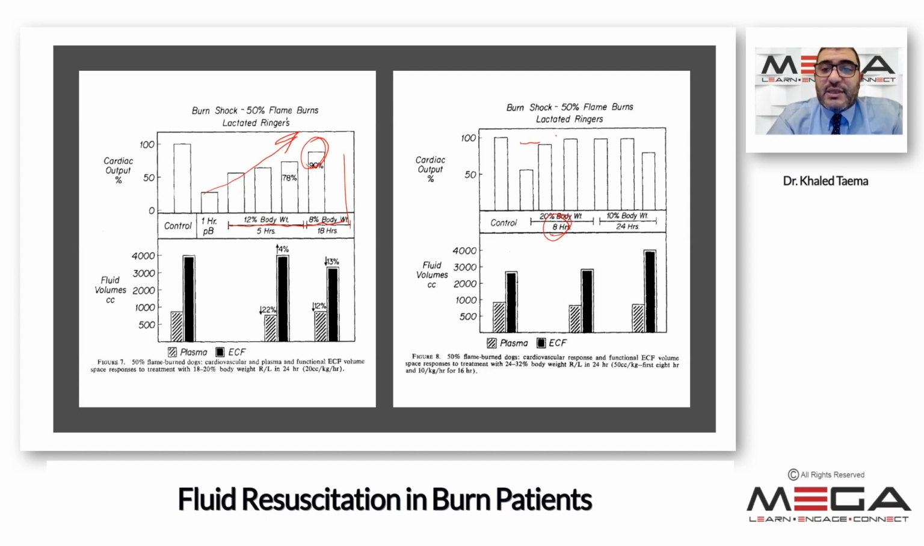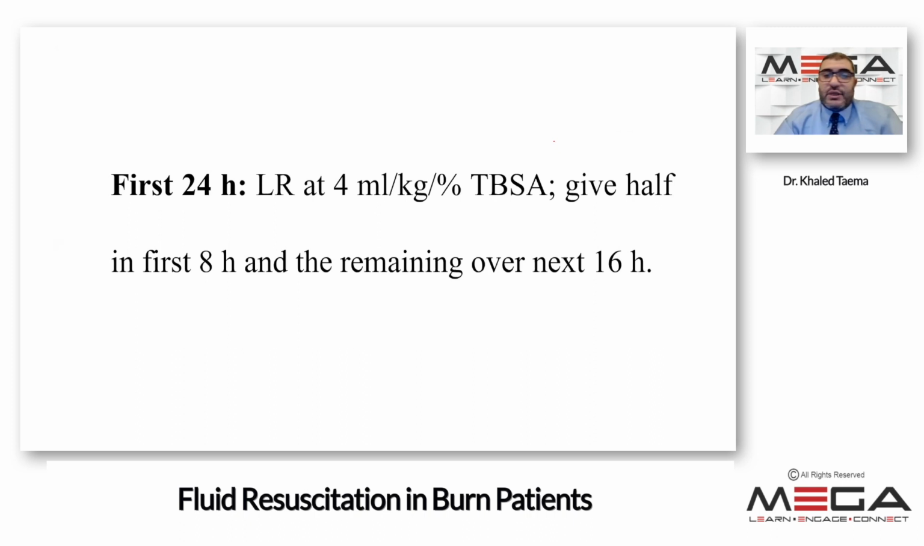From this point later, the Parkland formula for resuscitation used 4 milliliters per kg per percent. Half of it is to be given during the first 8 hours, and the remaining half over the remaining 16 hours.